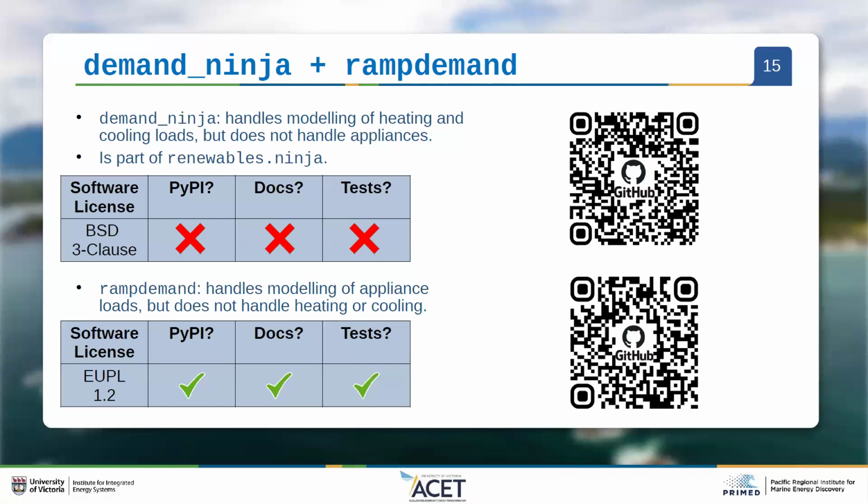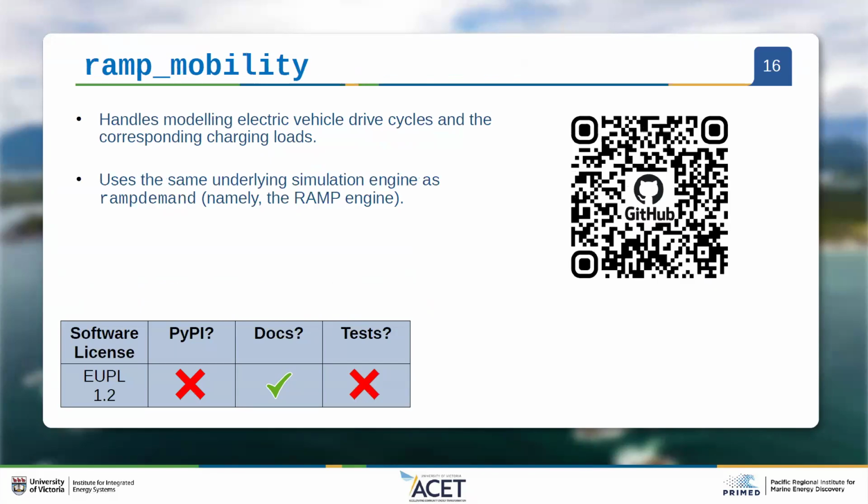Demand Ninja handles the modeling of heating and cooling loads, but it doesn't handle appliances, whereas Ramp Demand does handle appliances, but not heating and cooling loads. So putting those two tools together is how I was able to do the building energy modeling. Ramp Mobility handles electric vehicle charging loads. I didn't play with this for this presentation, so I don't know too much about it, but the same team that made Ramp Demand made this tool.